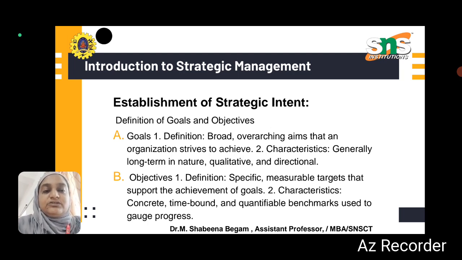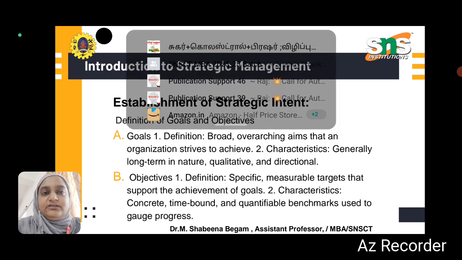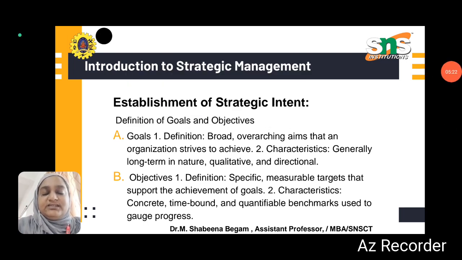And the objective, when we talk about this, is very specific, measurable and target oriented. Next, when we talk about the characteristics, it should be concrete. You should always stand on a very strong foundation. Characteristics of strategic management should always be concrete. It should be time bound, quantifiable and benchmarkable. Use the gauge process and other things, so that he could come out with very good examples for others, and also run a very effective long-term business.